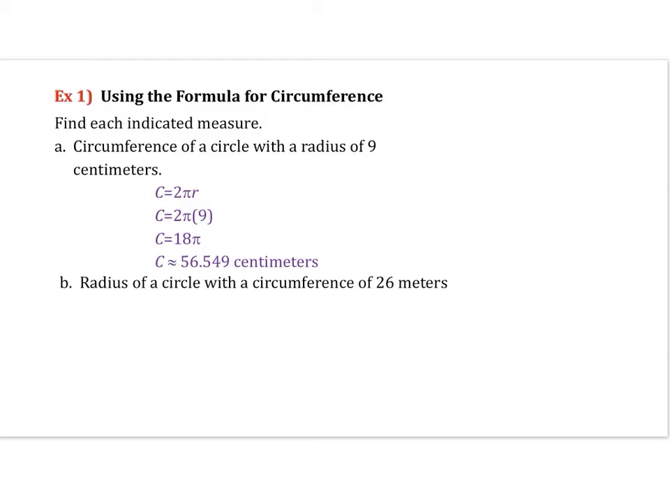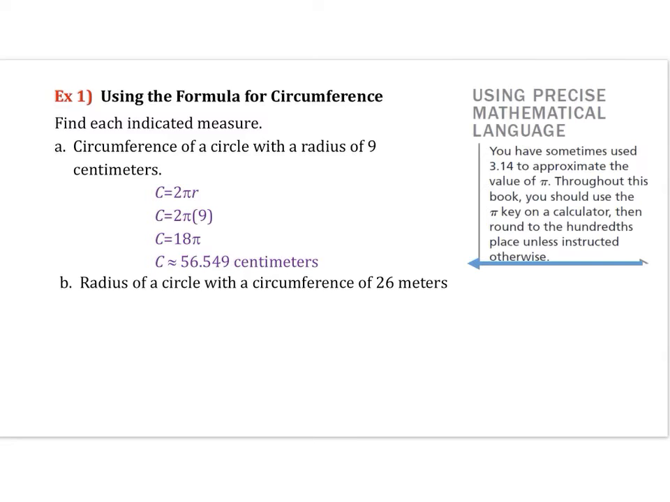Or we could type it in the calculator and approximate to the thousandths place, getting 56.549 centimeters. Make sure that when you're approximating the values involving pi, use the pi key on your calculator. We no longer use the decimal value 3.14. Now we can do exact by using our pi key on our calculator.